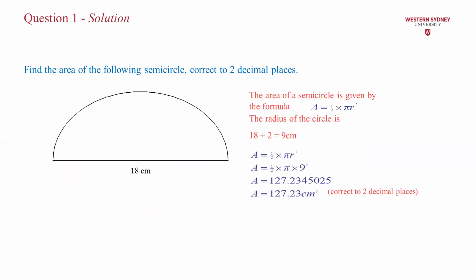In this question, you were given the diameter, not the radius. So we have to halve the 18 to get the radius of 9. Once we have that, it's a semicircle, so we've got to use half of the area of a circle formula. Substituting those values in gives us the answer of 127.23 square centimetres to 2 decimal places.